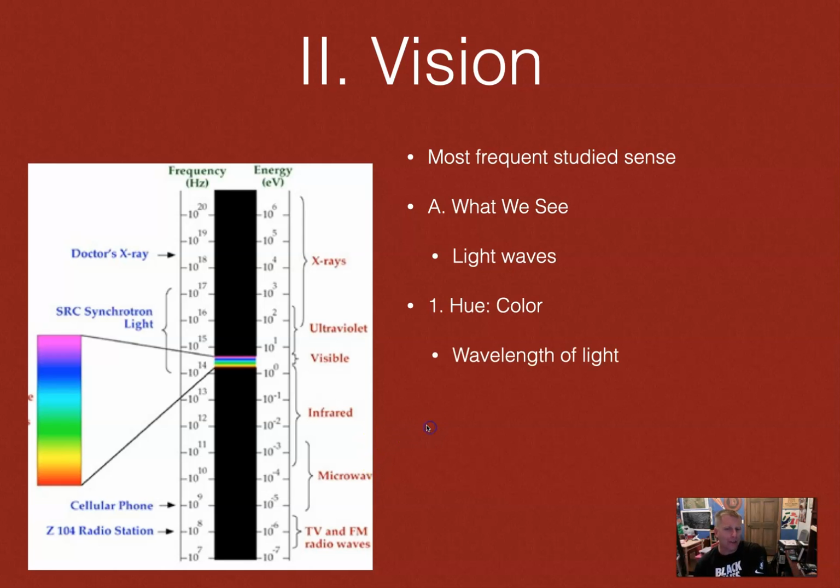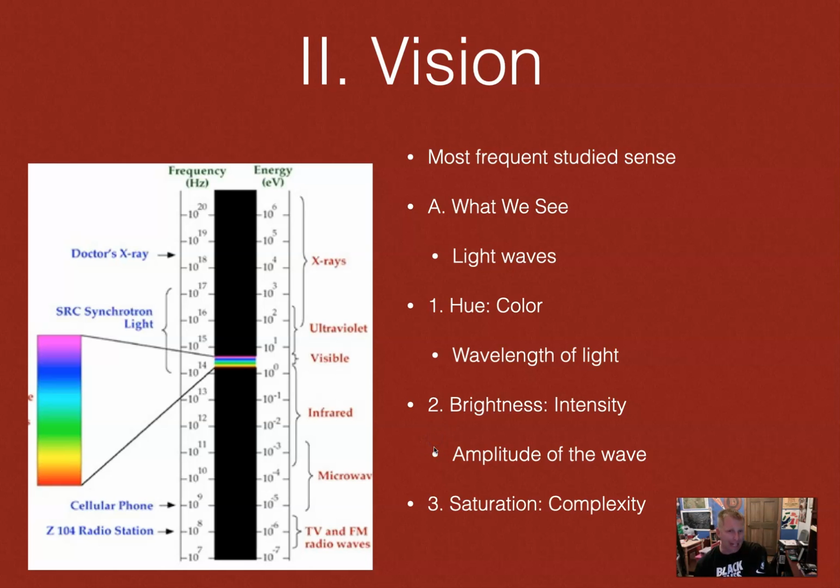The hue is the color we see. The wavelength of light determines that. The brightness is the intensity of that wave, so the amplitude of the wave determines how bright it is. The saturation is the complexity. It's basically how wide or narrow the range of the wavelength is.